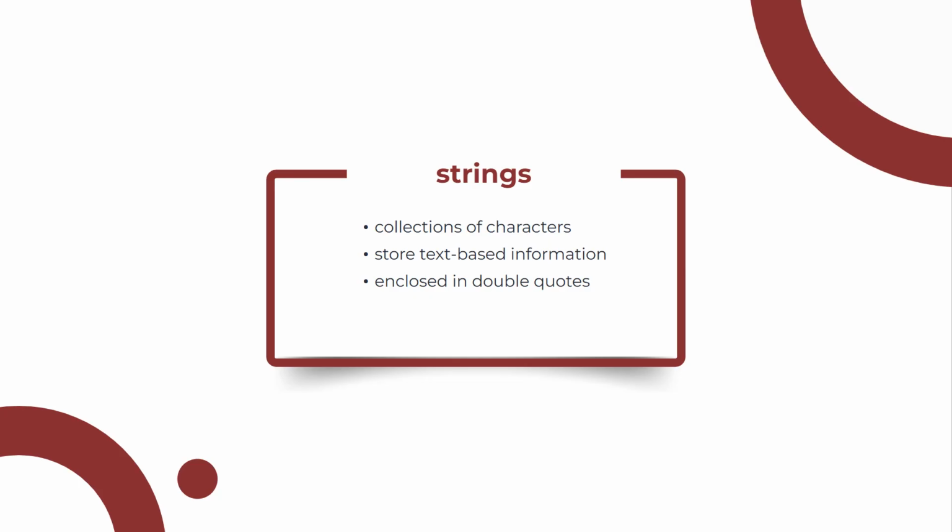Strings are collections of characters designed to store text-based information. They can be used to represent individual characters, words, or even entire sentences. In C#, strings are always enclosed in double quotes. This consistent approach makes working with text straightforward and intuitive.